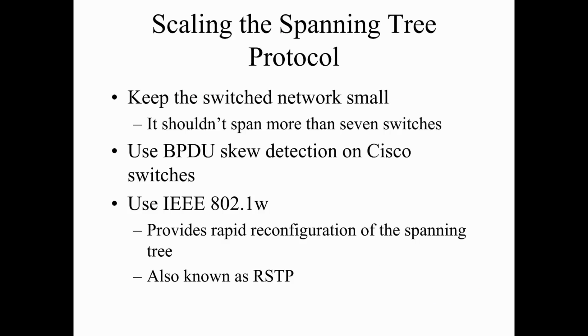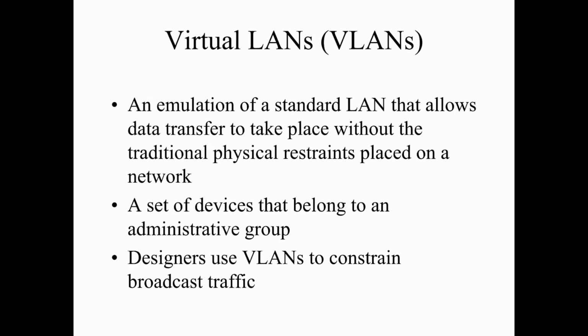So scaling spanning tree protocol keeps the switch network small. They use a BPDU to help detection on Cisco switches. A few of the STP types are part of the IEEE, 802.1W. There are a few different types of spanning tree. One of them is rapid spanning tree protocol, as well as some other spanning tree protocols that are out there. Again, I've already prepared videos on spanning tree. Go ahead and watch those.